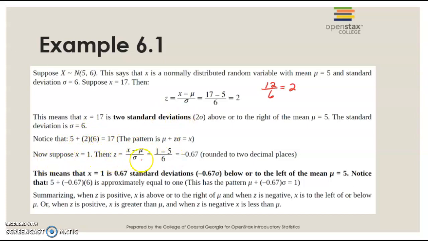Right? If x equals 1, done this way, you get negative 0.67. It means that it is 0.67 standard deviations below, or to the left of, the mean. Okay, so when z is positive, it's above. When z is negative, it's to the left.